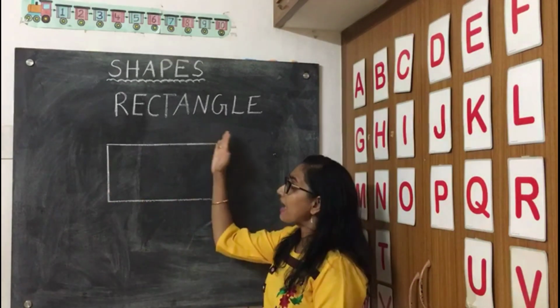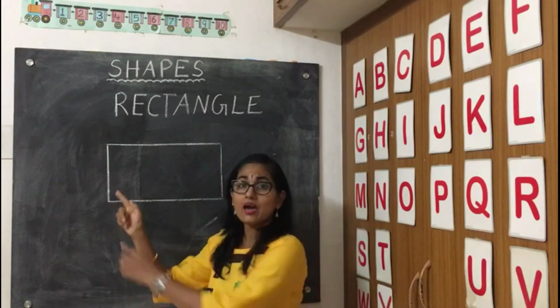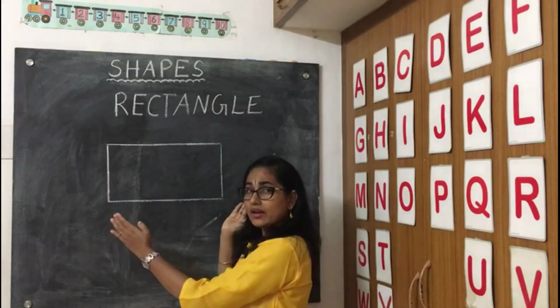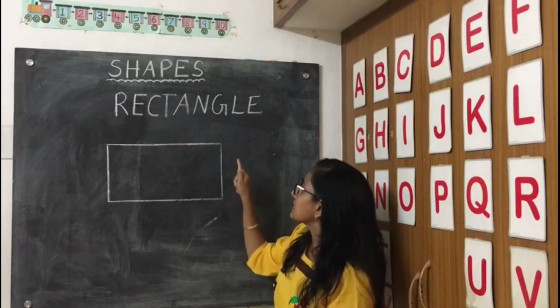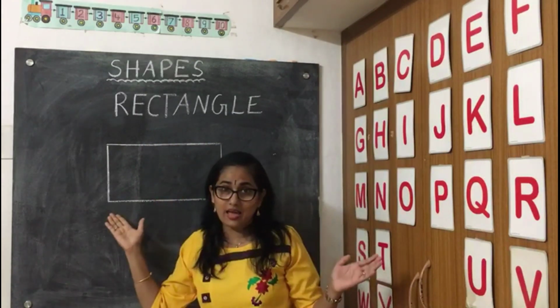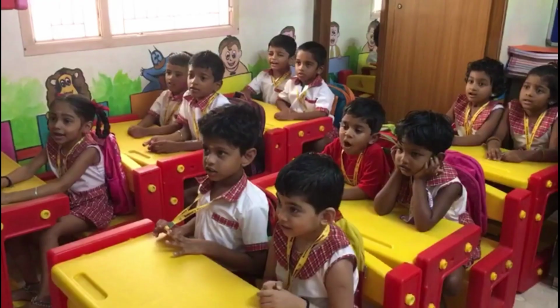I'm a rectangle, rectangle, like a really long square. I have four sides. I'm a rectangle, rectangle.